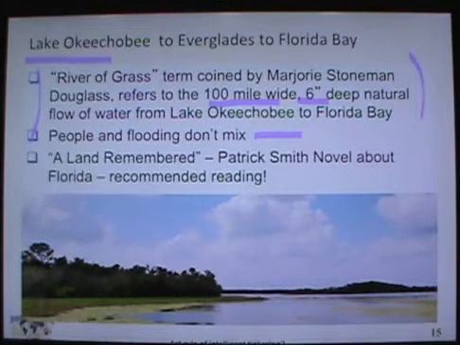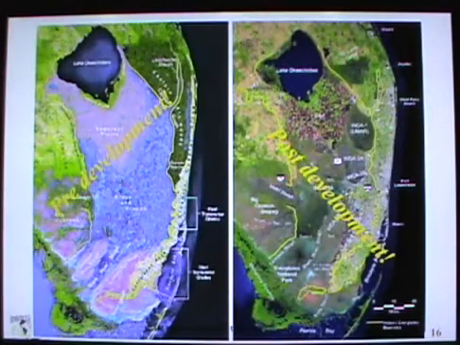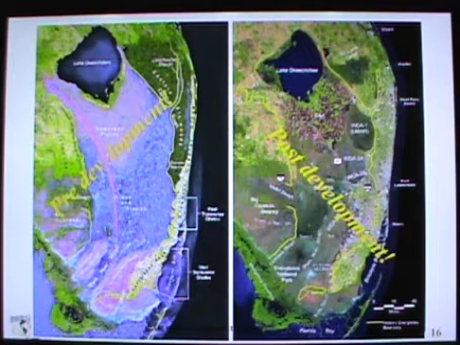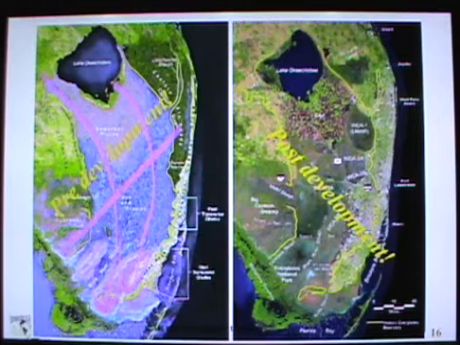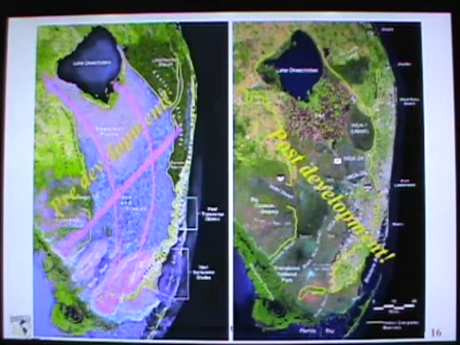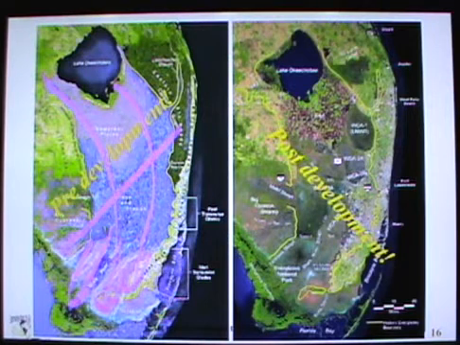And this is an excellent book. It's not a part of the course, but I recommend it. It actually talks about this central part of Florida and what happened 150, 200 years ago, and moves forward into a little more contemporary setting. So, before development, you had this tremendous flow of water. Look at that broad, that's the river of grass. The ridge and slough system is all throughout this, and the water simply flowed into Florida Bay down here.